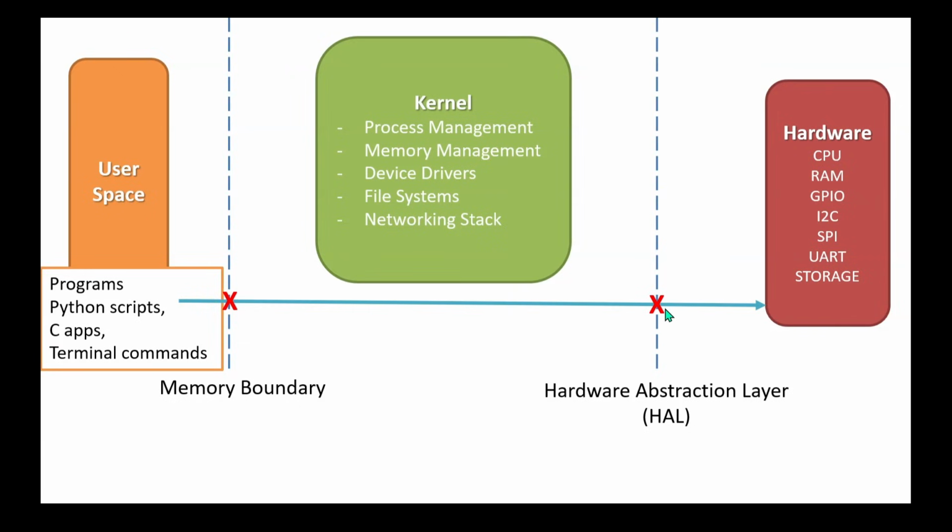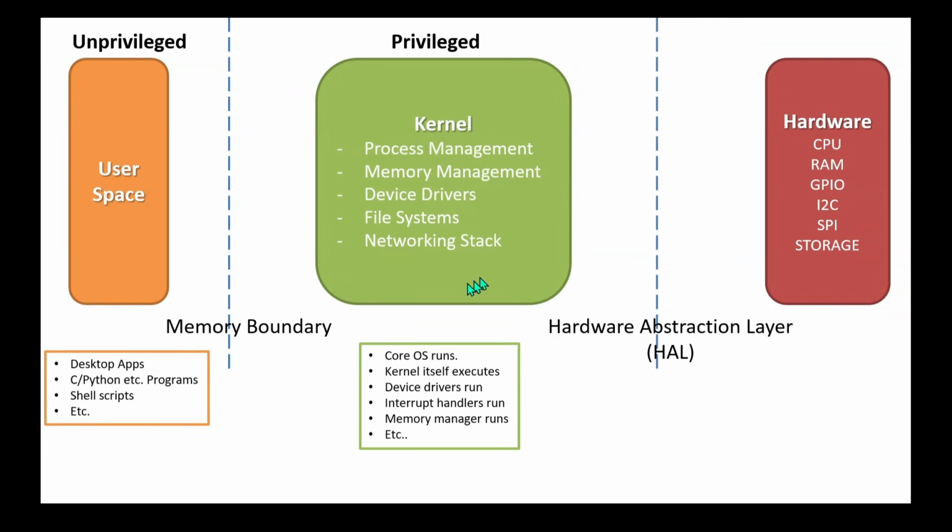Instead, everything goes through the Linux kernel, which sits in the middle layer. We call this middle layer kernel space. The kernel runs in a special privileged mode, which means it can do anything. It can read or write any memory address. It can talk straight to the hardware registers. It can stop or start any program. This is exactly where our device drivers will live.